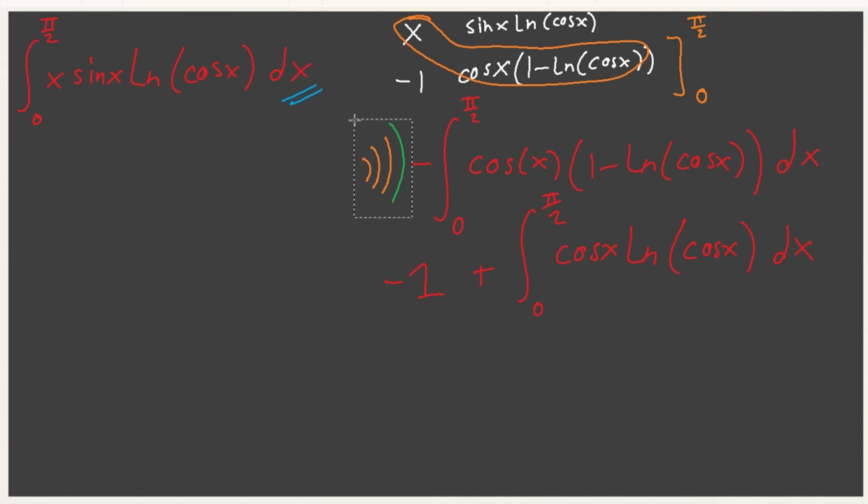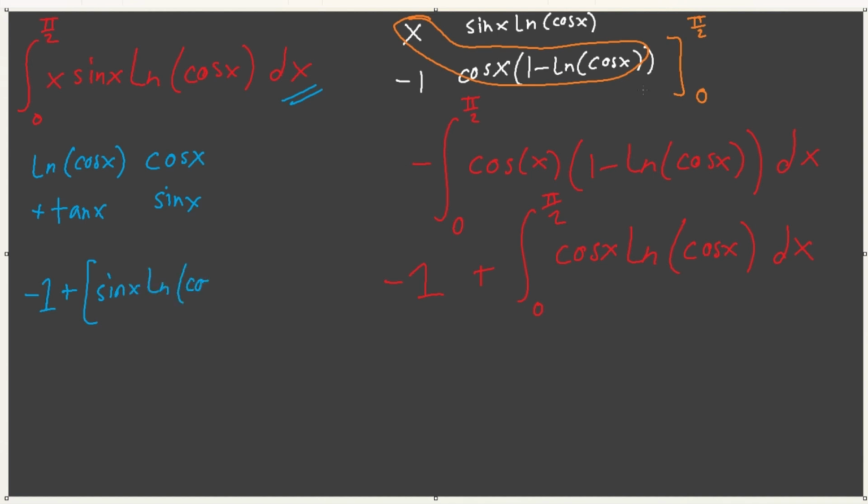It's okay. But for the sake of speed, it's just annoying. So I'm going to do it at the side. Ln of cosine of x, cosine of x. And we get, let's see, negative tangent of, oh, I'm sorry, no, it gets positive. And then this is sine of x. So what we have is minus 1 plus sine of x ln of cosine of x from 0 to pi over 2.